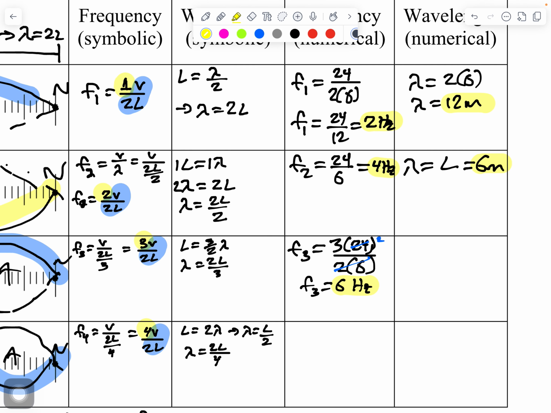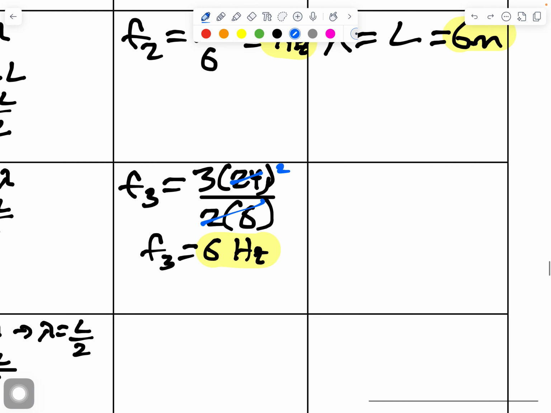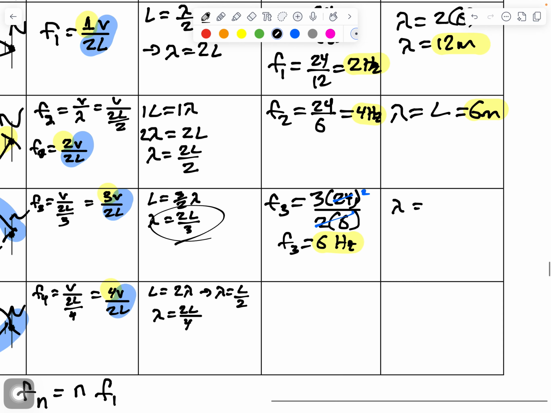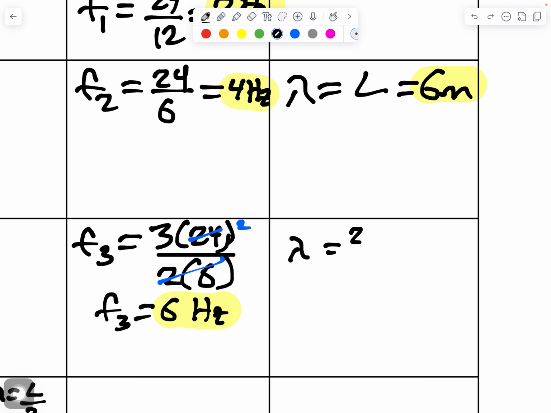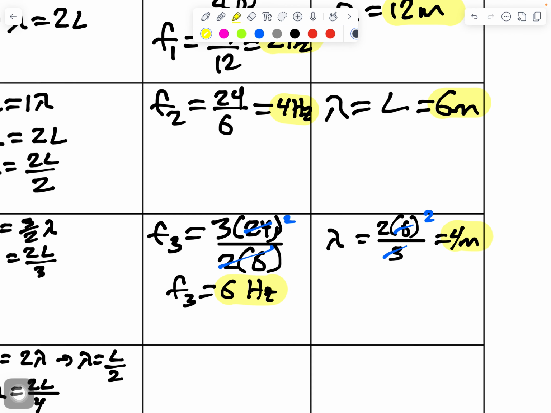Right, again, should be seeing the pattern. Right, because now I'm looking at the third harmonic, which is an integer multiple of 3 times the original frequency of 2, which gives me 6 hertz. Okay, the wavelength is equal to 2L over 3. 2 times 6 over 3. 3 goes into that 2 times, and we're getting, what, 4 meters? So you should be noticing that the wavelength is going down each time.